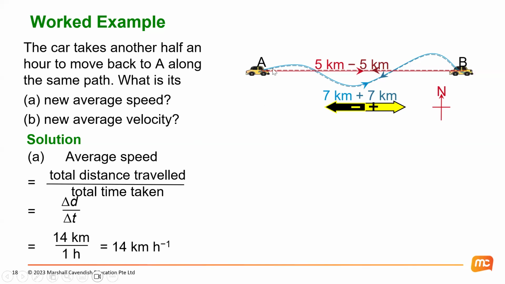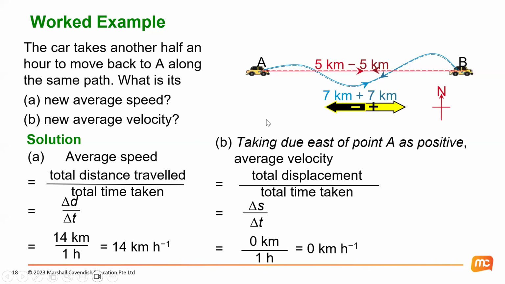But now my new average velocity will be the total displacement over the total time. My displacement, I go from A to B is 5. I go from B back to A is -5 because it's moving in the opposite direction. Or my displacement is 0 because I start at A, I end at A. My starting and ending point is the same. So my displacement traveled will be 0. Okay, so 0 divided by 1 will be 0 kilometers per hour. That's my average velocity because my displacement is 0.